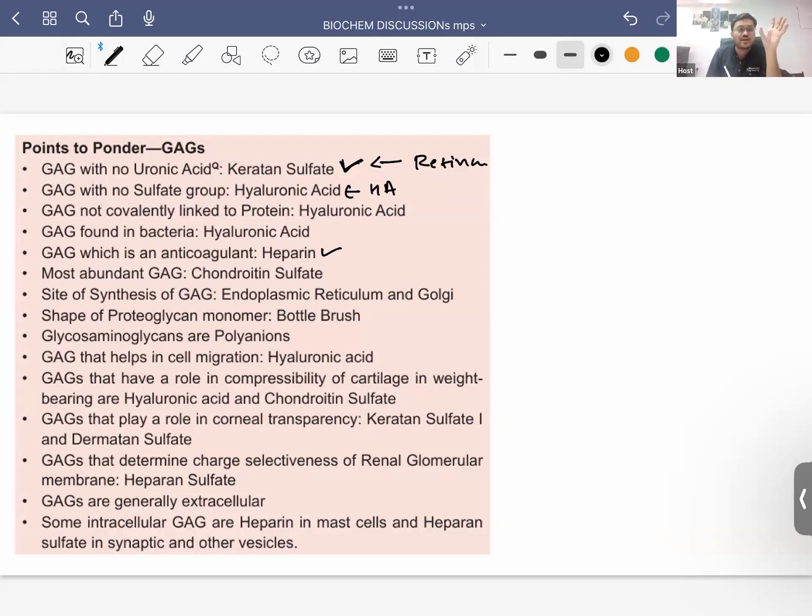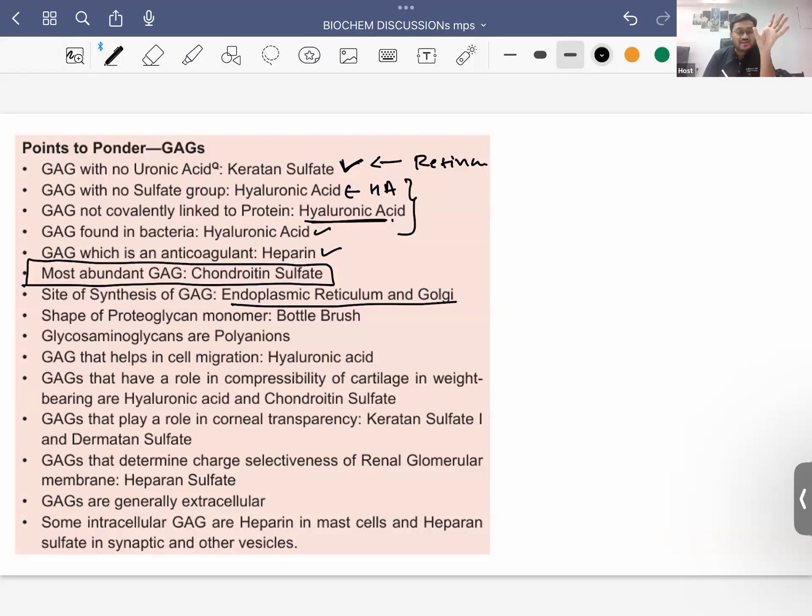Hyaluronic acid is not linked covalently to protein, and the GAG found in bacteria is hyaluronic acid. So these three things you should remember: hyaluronic acid does not have a sulfate group, it is not linked covalently to protein, and it is found in bacteria. Then chondroitin sulfate is the most abundant glycosaminoglycan found in the body; this can be asked. These glycosaminoglycans are formed in the endoplasmic reticulum and Golgi bodies. The shape of the proteoglycan monomer is bottle brush.